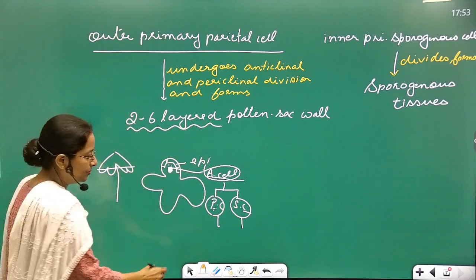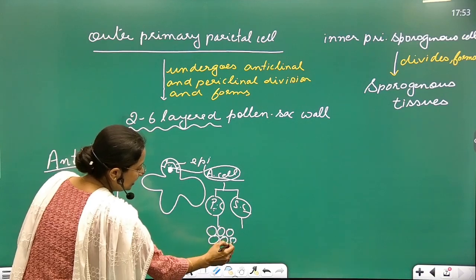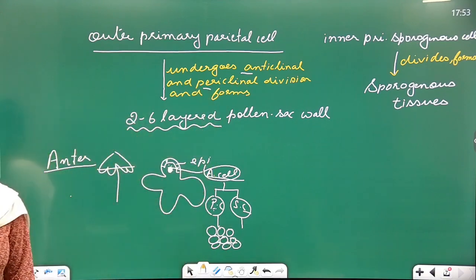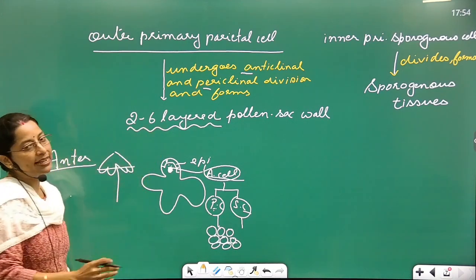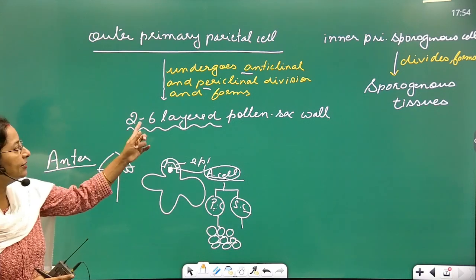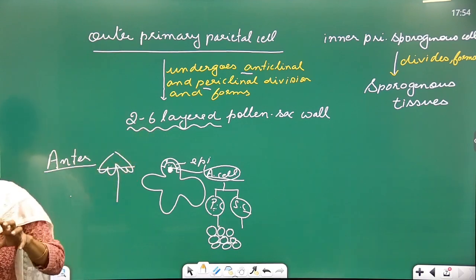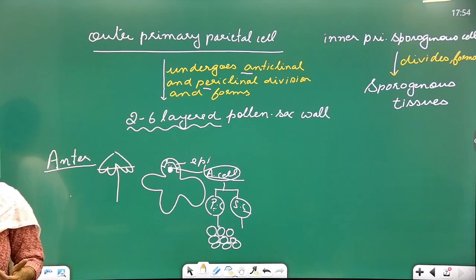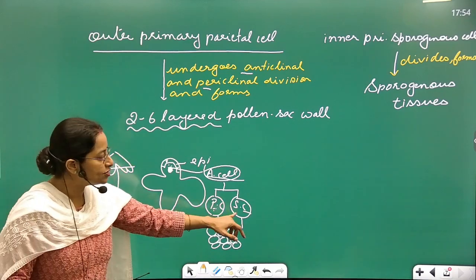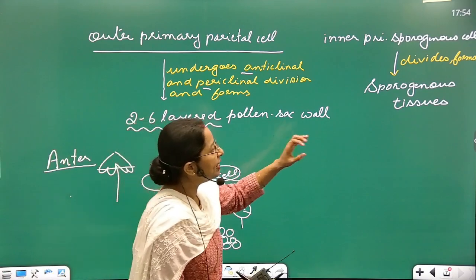Many layers of cells will form. They will be dividing anticlinal, periclinal, on all sides, or they divide and form a mass of cells. And ultimately, these layers will be forming the pollen sac wall. When the pollen sac is there, there will be a boundary. Is the boundary a single layer or multiple layers? The anther has pollen sacs inside, and each pollen sac has a wall. Is the wall made up of a single layer or many layers? How many layers? 2 to 6 layers, clear?